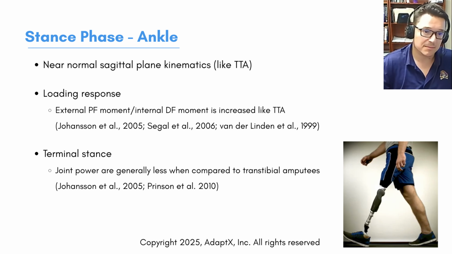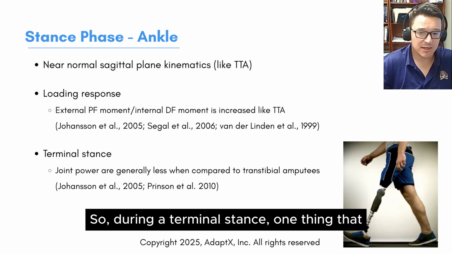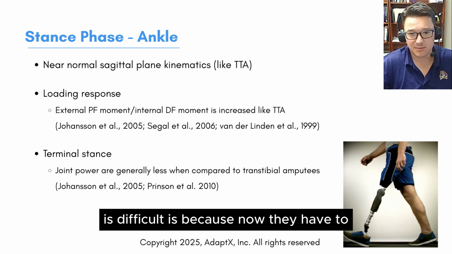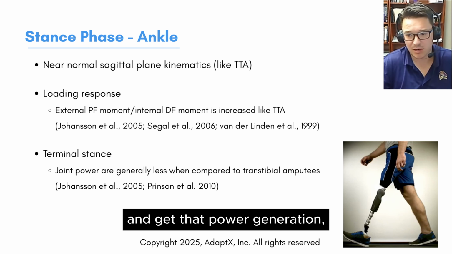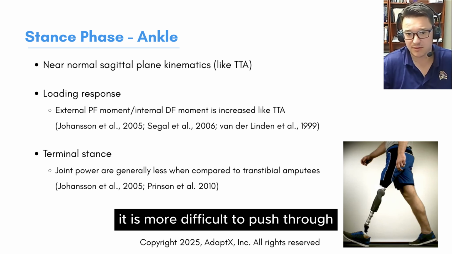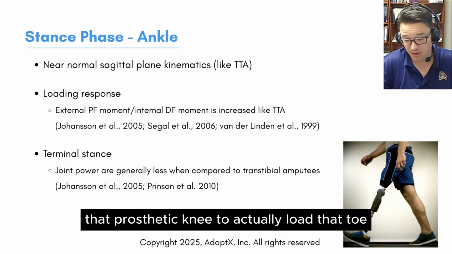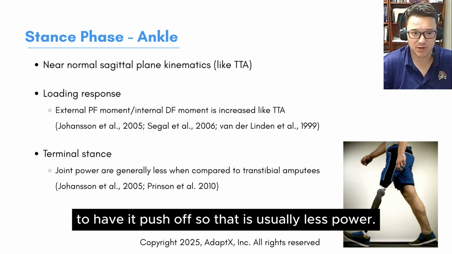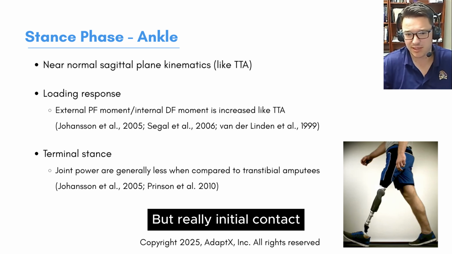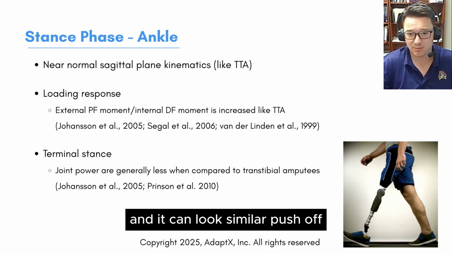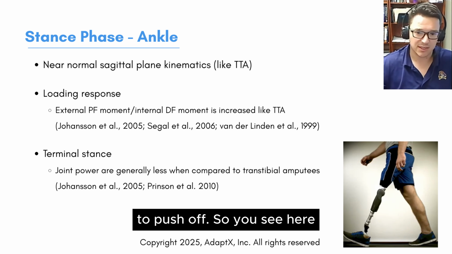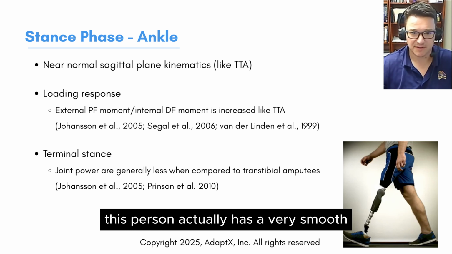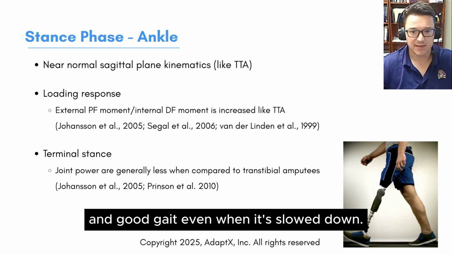So during terminal stance, one thing that is difficult is because now they have to load that toe and load that ankle and get that power generation. It is more difficult to push through that prosthetic knee to actually load that toe to have it push off. So that is usually less power, but really your initial contact and mid stance looks very similar, and it can look similar at push off depending on how much they can actually load that toe to push off. So you see here, this person actually has that obviously very smooth and good gait, even when it's slowed down.